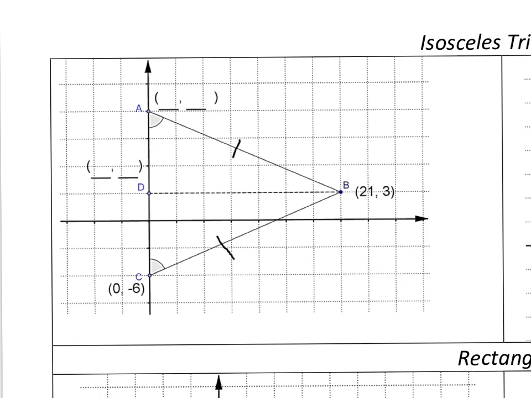two ordered pairs here listed. We have vertex B, which is, of course, in here, just reviewing the vocab here. This is the vertex angle, and that's located at 21, 3. And 21 in the x dimension is split across 1, 2, 3, 4, 5, 6, 7 units. So we would say 21 divided by 7 is going to be 3 units per division.